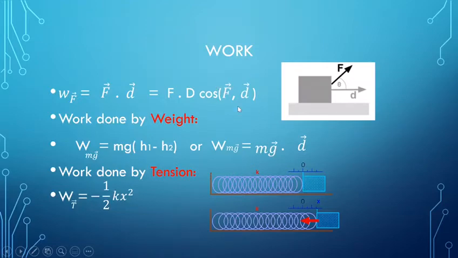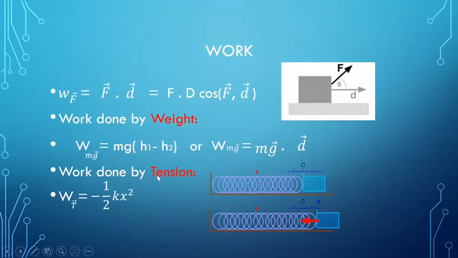Now for a more specific case, we've got the work done by the weight, which becomes equal to mg (h1 minus h2), h being the height. So h1 is the height at the initial specific point, and h2 is the height at a second point. We can also write this formula in this way here, which follows the original formula, F being mg in this case because we're talking about the weight, and the displacement d remains the same.